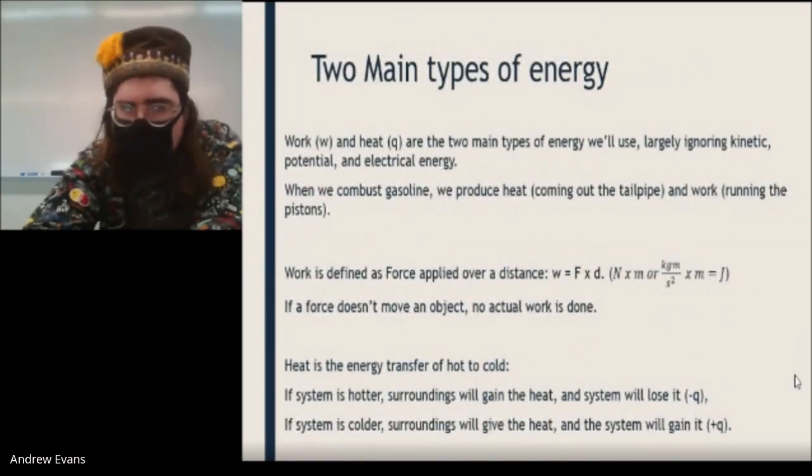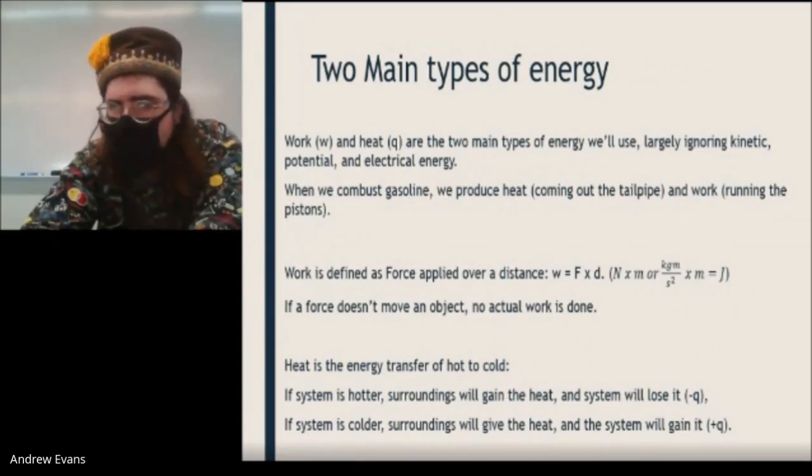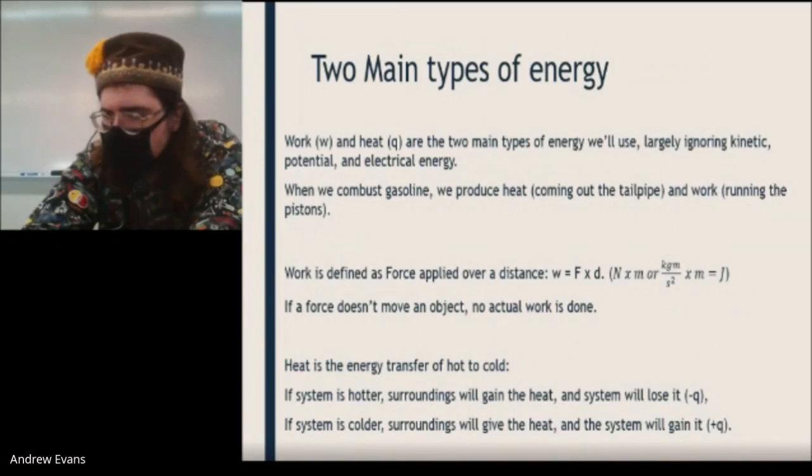We will focus largely on two types of energy. Basically, work, small w, and heat, small q. Those are the two main types of energy. Kinetic energy is present, but in most cases, it's not significant enough that we need to consider it. Potential energy, we won't really worry about that. And electrical energy, well, that's for another chapter when we go back to talking about redox reactions again. But work and heat will cover most of the things we deal with in real life.